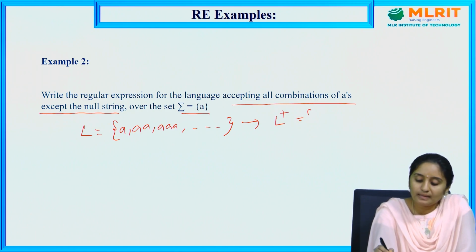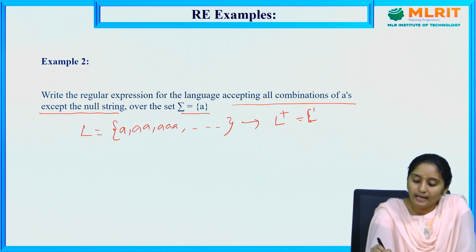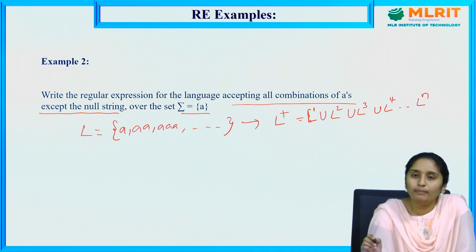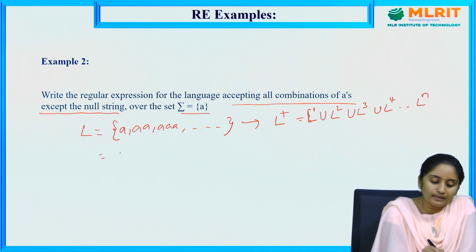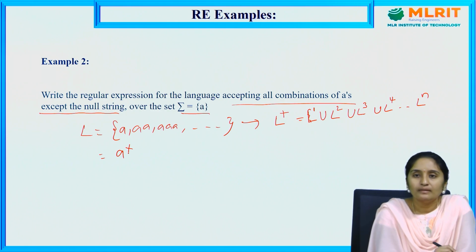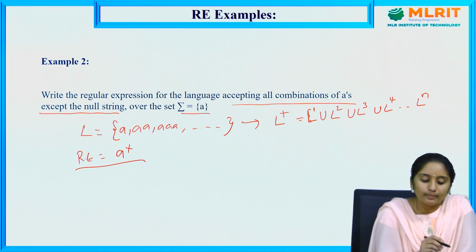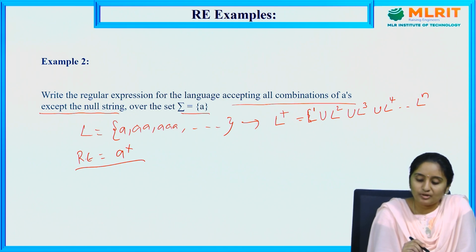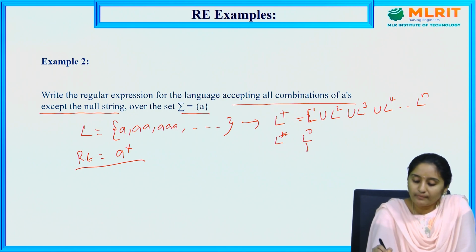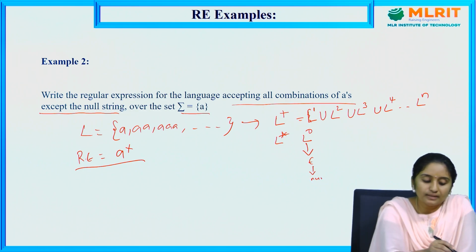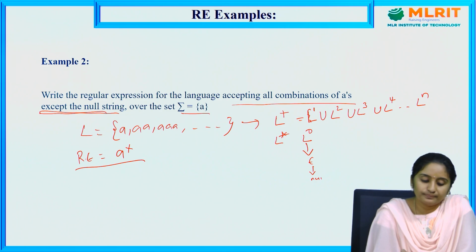L plus is nothing but we are going to write it as L power 1 union L power 2 union L power 3 union L power 4, so on, L power n. So how can we write it here? A plus. The regular expression here is A plus. Why? Because it is not going to accept epsilon. If suppose it accepts epsilon, that means L power 0. L power 0 is nothing but epsilon. Epsilon is nothing but the null string. But here they gave except epsilon.